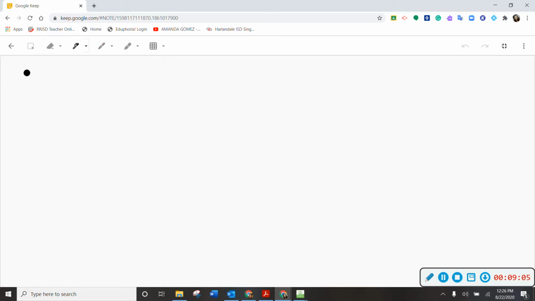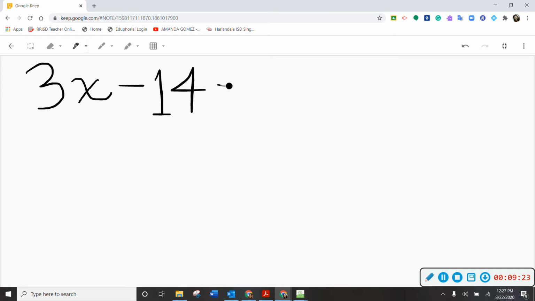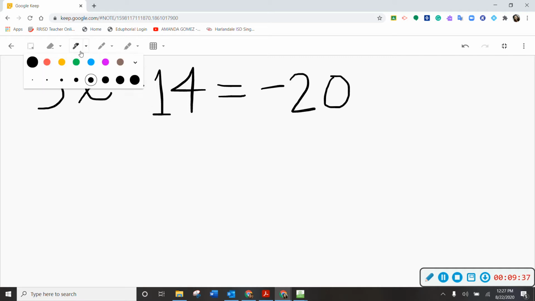I'm going to start with a black marker, and make it a little bit thicker so it does look like a marker. I'm going to write 3x. I always like to make my x's a little curvy so it doesn't look like a multiplication sign. Minus 14. Ooh, this is looking really pretty, actually. Equals -20. Y'all, I just did that with my mouse. Oh my God.